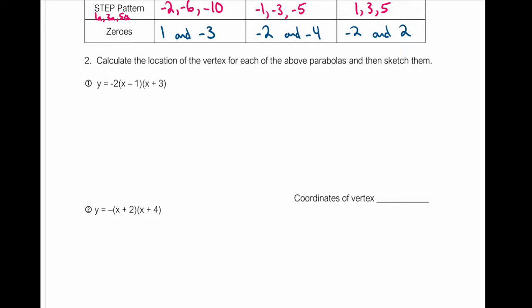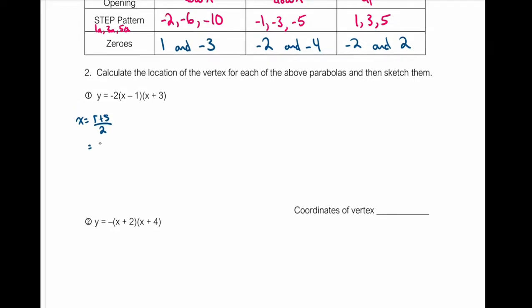So y equals -2 times (x minus 1) times (x plus 3). If we want to find the vertex, specifically we start with the x value. We can do r plus s, or our two roots, divided by 2. In this case, for the first one, our two roots are 1 and -3. So 1 plus -3 divided by 2 equals -2 over 2 equals -1. So I know the x value of my vertex has to be -1.